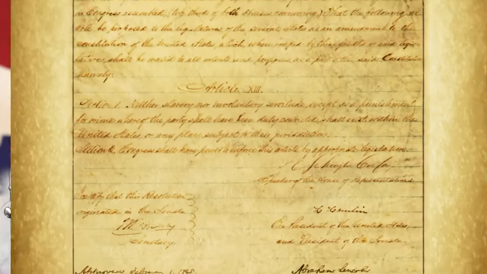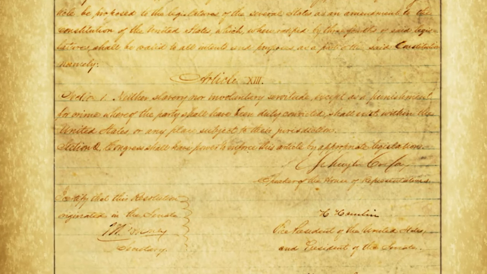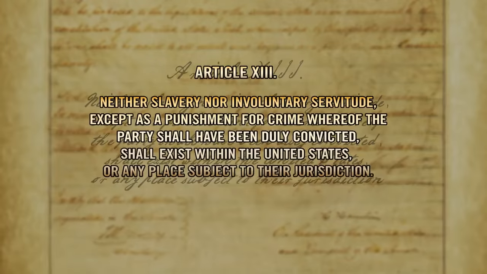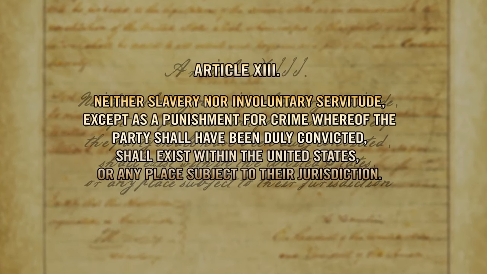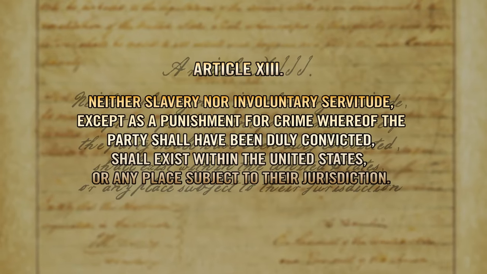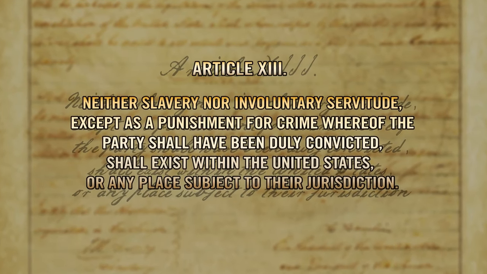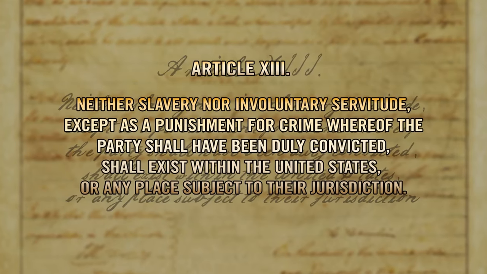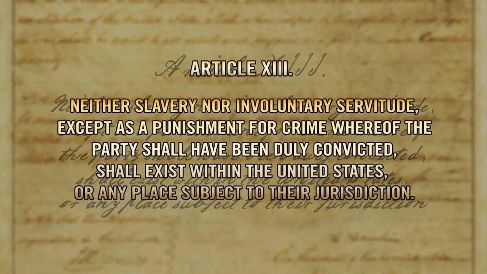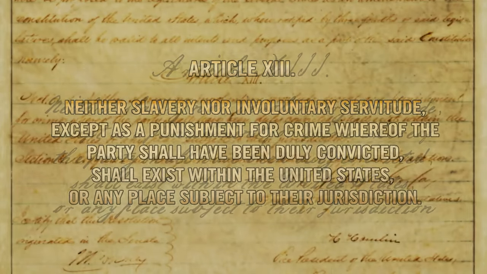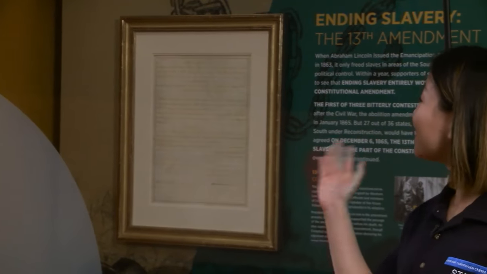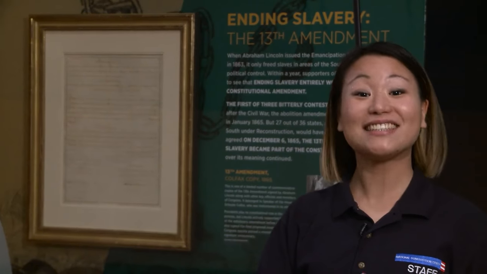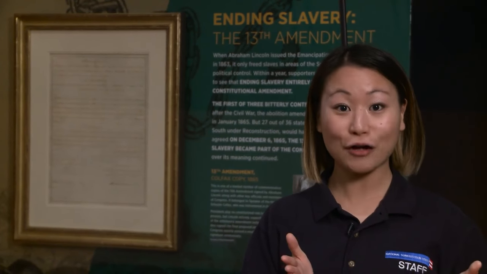Let's look quickly at what it says. The 13th Amendment says, "Neither slavery nor involuntary servitude, except as a punishment for crime whereof the party shall have been duly convicted, shall exist within the United States, or any place subject to their jurisdiction." But it doesn't stop there. It takes it a step further and says that Congress can pass laws to make sure that the ban on slavery is upheld.